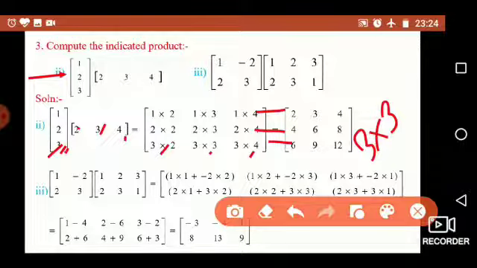Students, you can try the third example or you can take it as an assignment. The result of this matrix is already given to you. You can try at home.